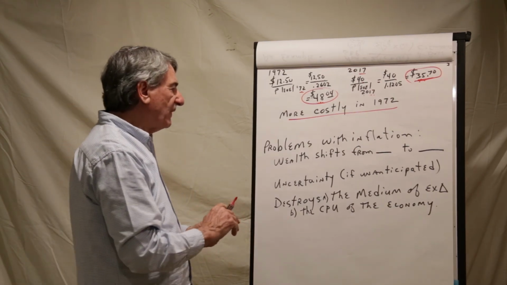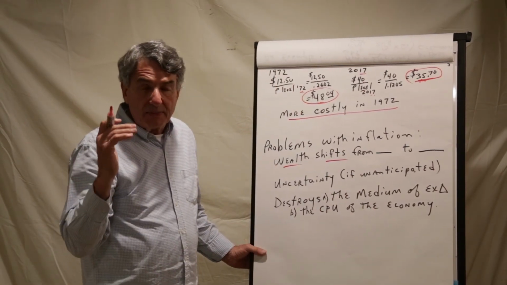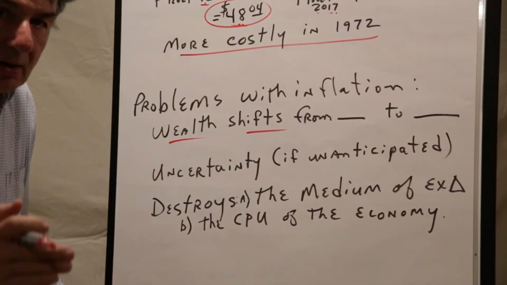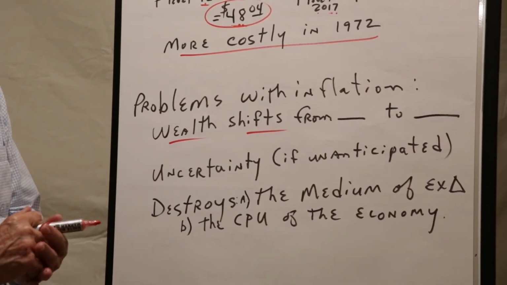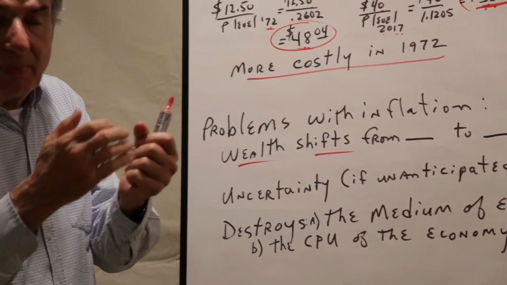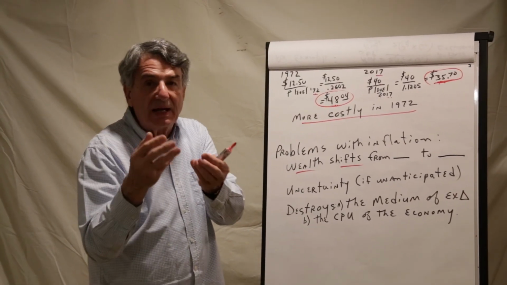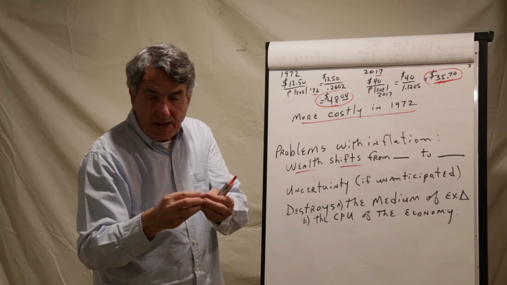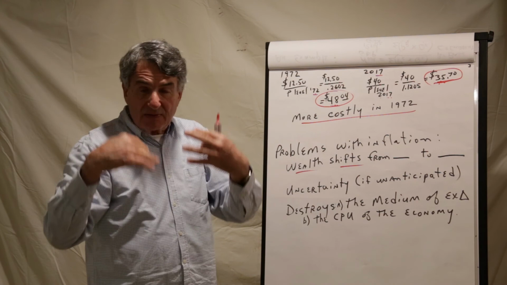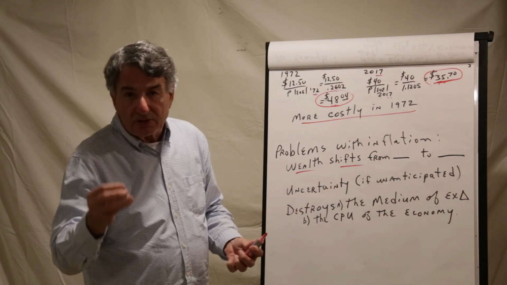Are there problems with inflation? Yes, there are wealth shifts. Wealth goes from lenders to borrowers. Because when the borrower borrows money, they borrow money with real purchasing power. But then with inflation, when it comes time years later to pay the money back, the money has very much less purchasing power and is easier to earn. So when the lender receives the money back, they get less purchasing power because of the inflation. And that's a wealth shift from lenders to borrowers.